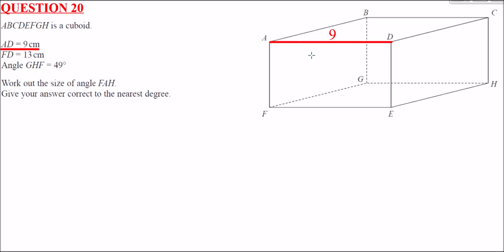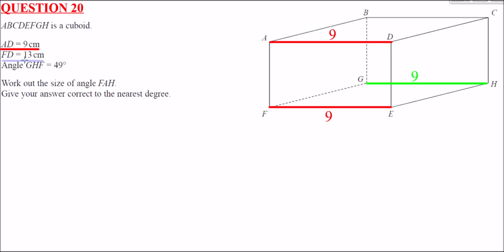And because it's a cuboid, from F to E will be 9, as will from G to H, as will B to C. So all these sides here, from one end to the other, will equal 9. So I'm going to add in 9 here and 9 there. I could have also added in that from B to C is 9, but we're not going to need to use that side, which you'll see later.